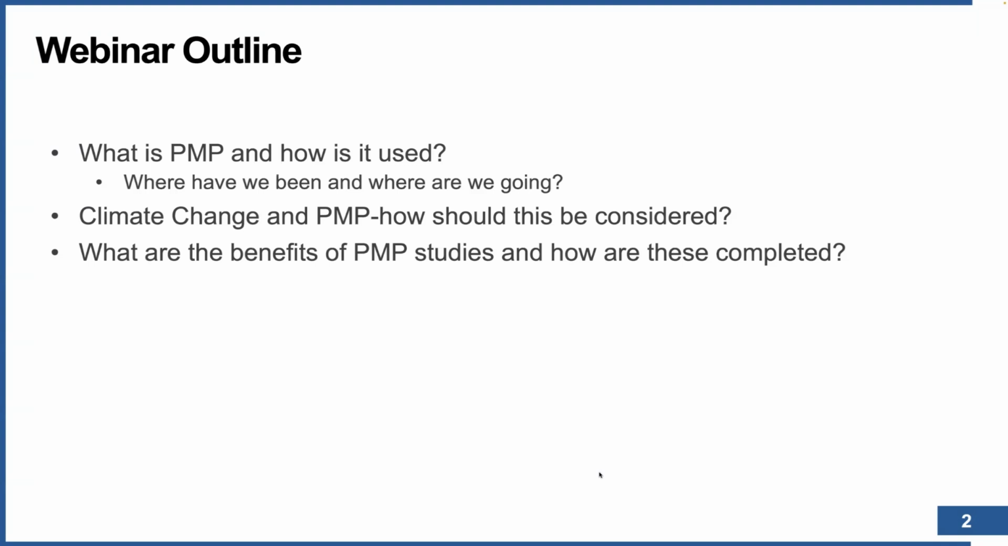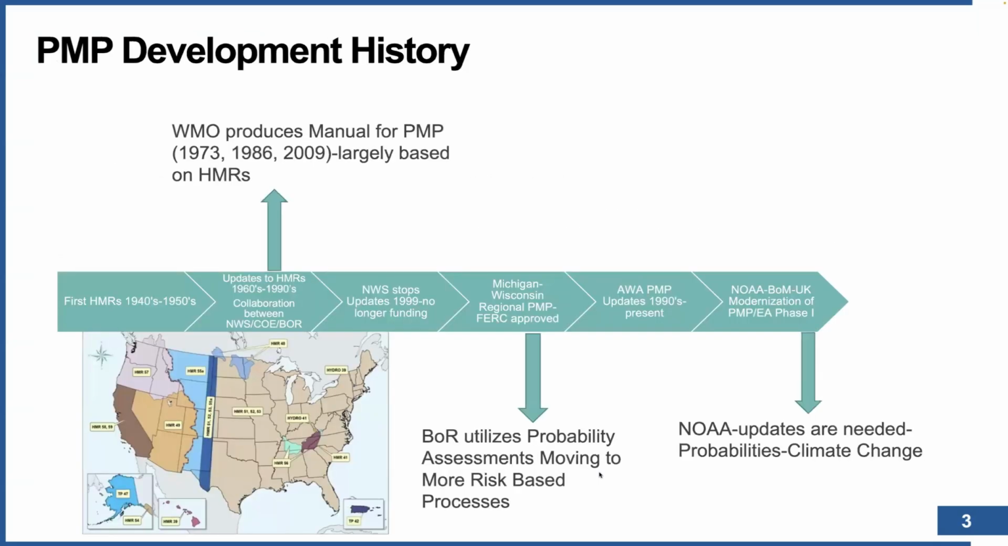And of course that includes things like climate change and how we account for changing climate, and how that should be considered when we're talking about a deterministic PMP. Of course, probable maximum precipitation is very important because it's used for design. So what are the benefits of these studies? And of course, how are they completed and what are some examples? So we'll talk through all of those aspects today.